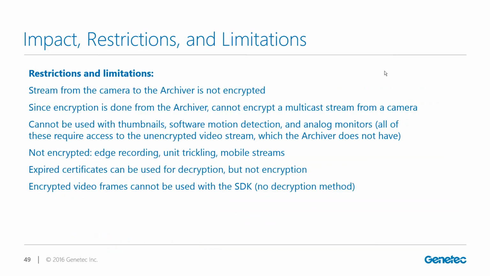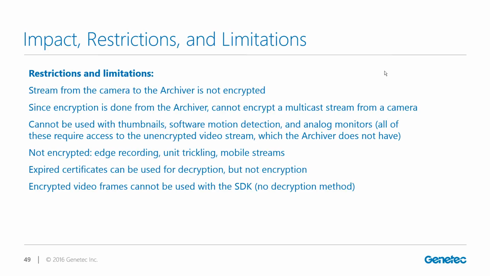A few other quick restrictions and limitations. So as I mentioned, the weakest link there is the stream from the camera to the archiver. That's not encrypted using this method. That's not encrypted yet. That's something that's coming soon. And since the encryption is done as soon as it hits the archiver, we can't use the archiver stream encryption if we're using a multicast stream from a camera.